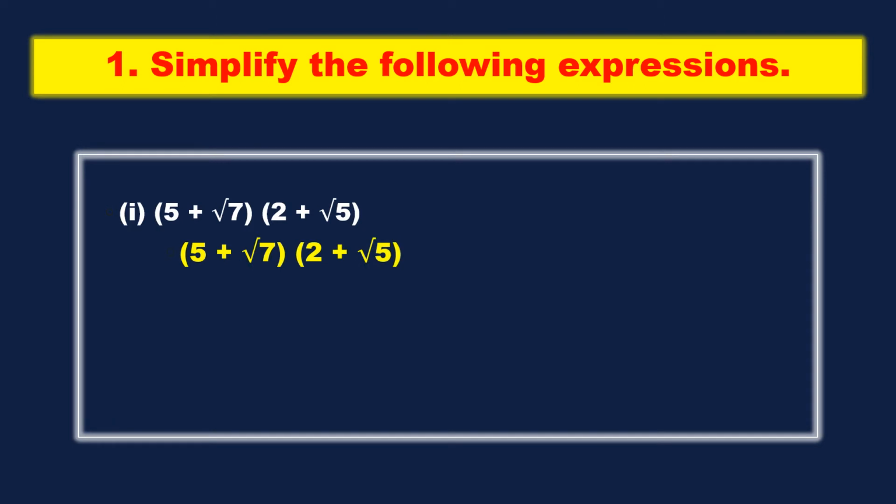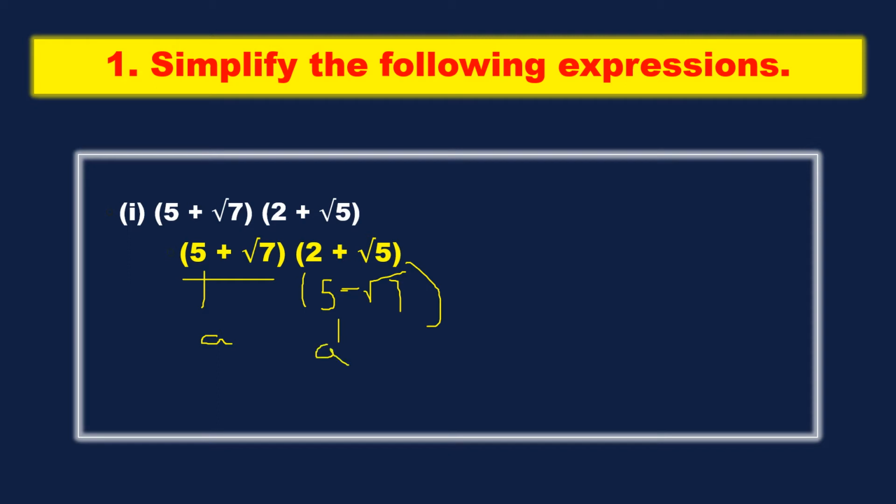Now here, the first thing you should do is see whether the terms are the same or not. This is 5 and this is 2. They are different. Here this is root 7 and this is root 5. They are also different. Suppose it is given in this way, where 5 plus root 7 is there, and here you have 5 minus root 7. Let me take this as an example. 5 minus root 7. Now if you compare, these two are 5, which means I can write them as A.